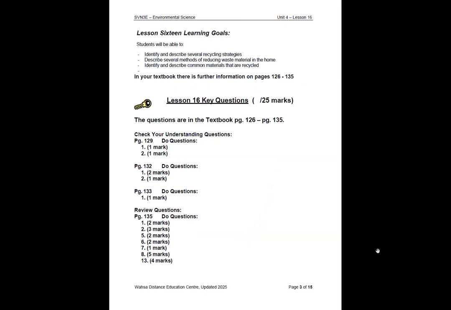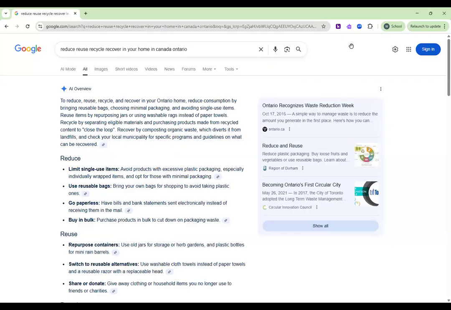All right, we began this work last class, and I'm just going to stop sharing the screen for a minute and go over to what I thought would be a really good topic for us to go over. Let's double check. Everybody can see that. Yep, good. Okay. Reduce, reuse, recycle, recover in your home in Canada.